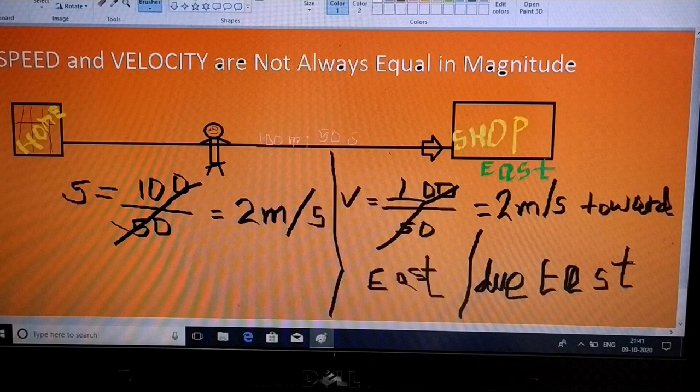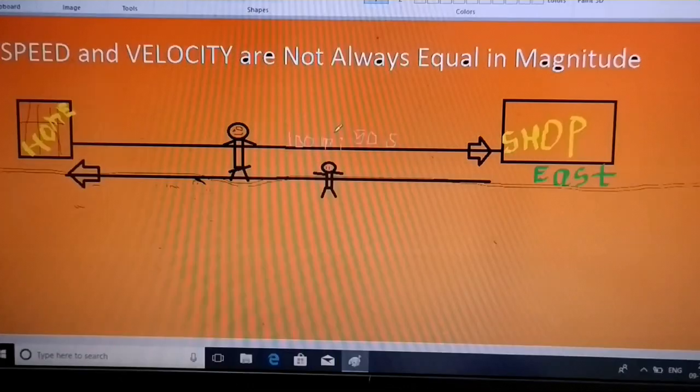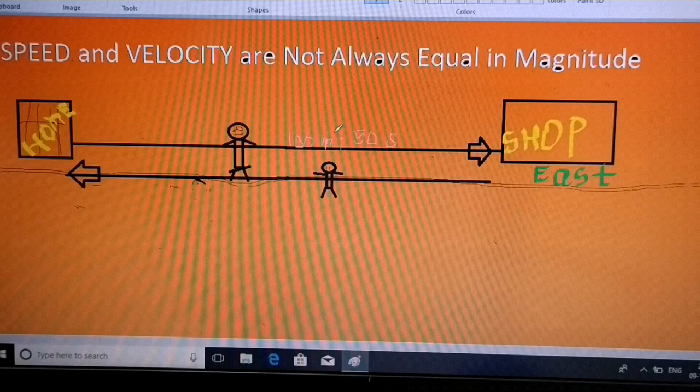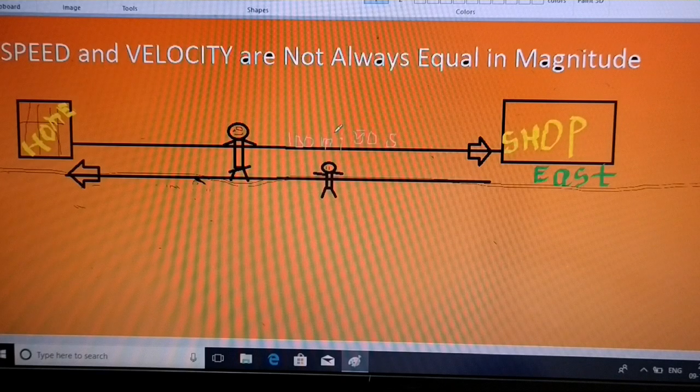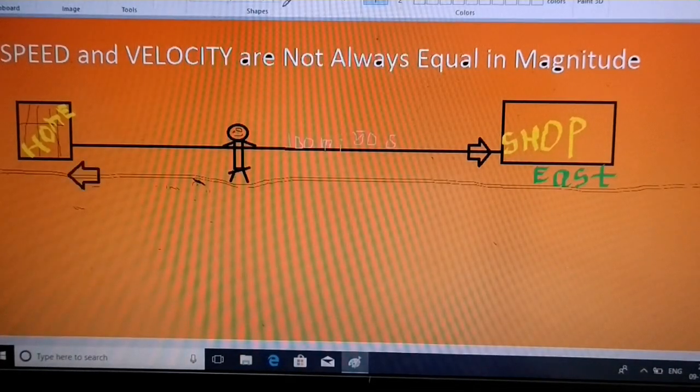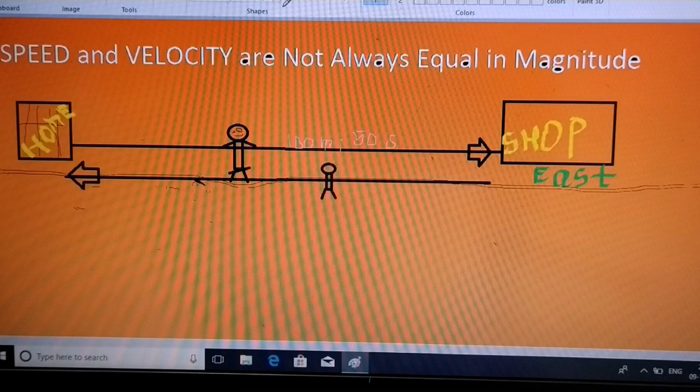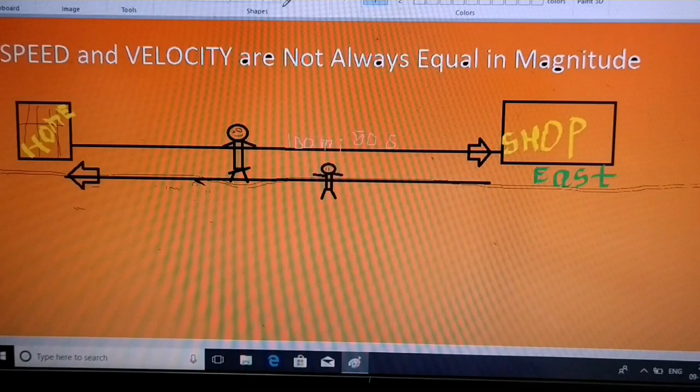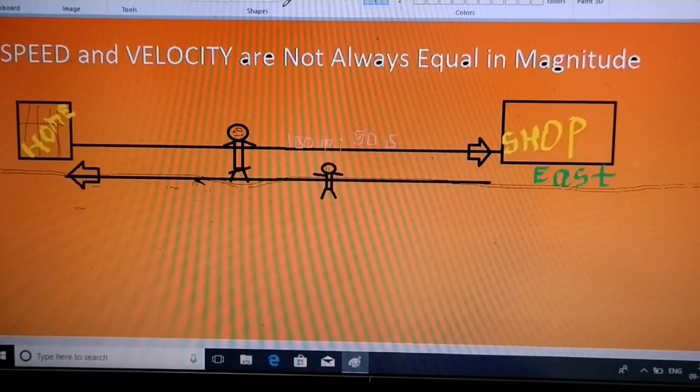Let's see how it's not equal. Suppose the boy first runs a distance 100 meter in 50 seconds in going from his home to the shop in the east direction, and then runs a distance 100 meter again in 50 seconds in the reverse direction from the shop to reach back home from where he started.